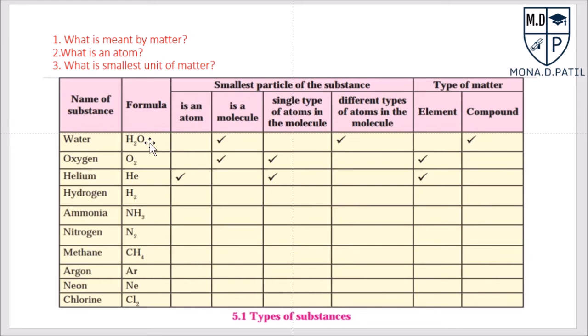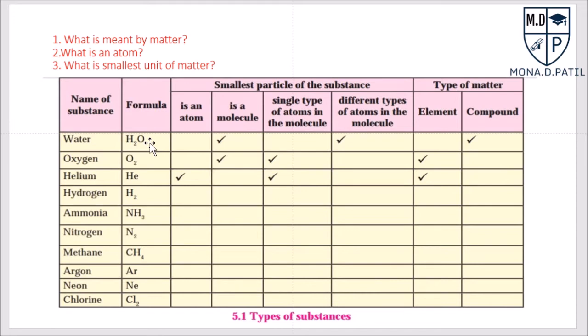Now next example, oxygen. Oxygen always exists as two atoms of oxygen. So it has more than one atom, so it is a molecule. But both atoms are of the same substance, both are oxygen. So it is an element. Now next example, helium. It has a single atom, so it is a pure element.